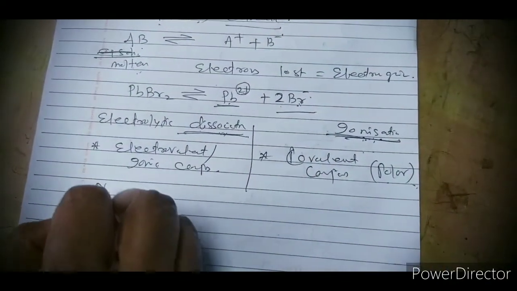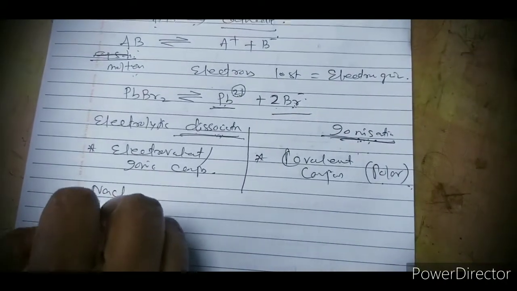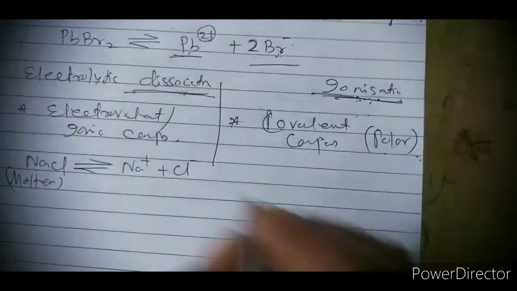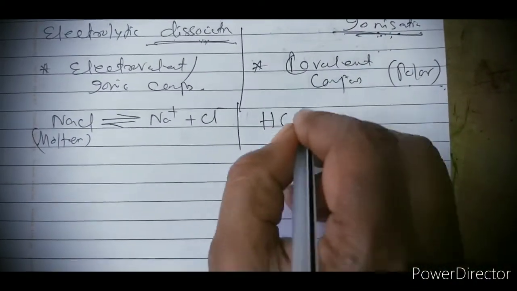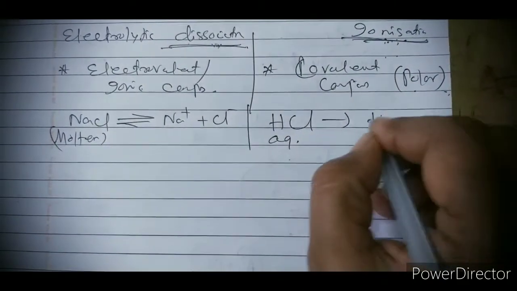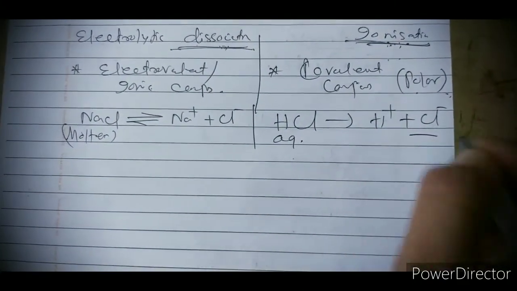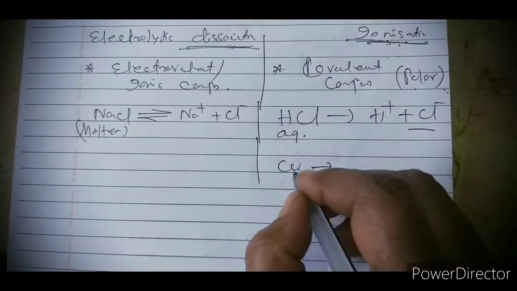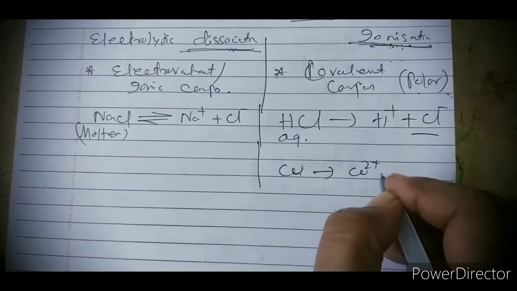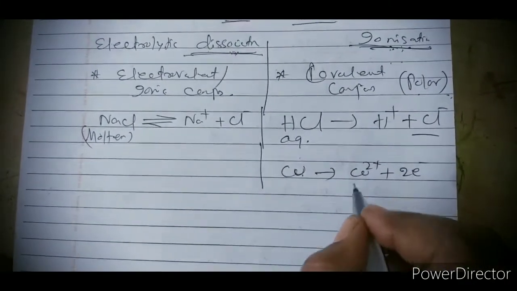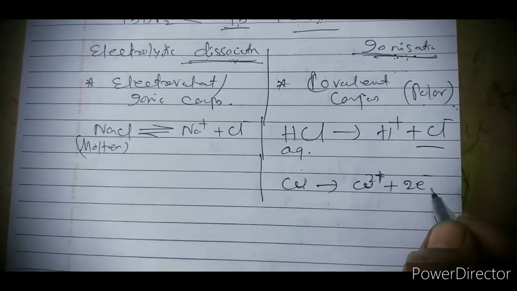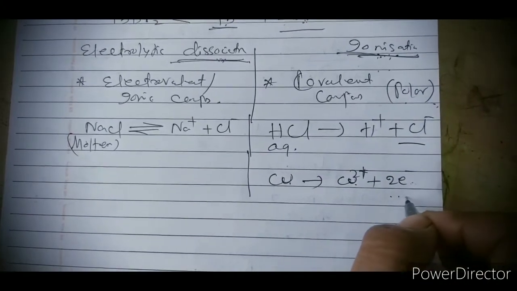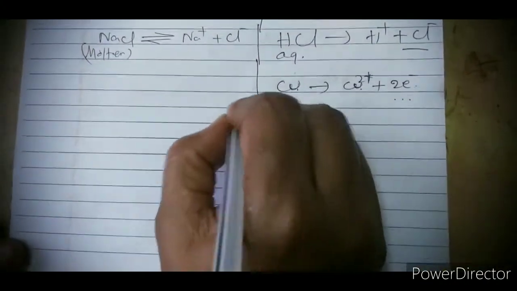Now let me take this one, let it be molten NaCl. This dissociates to give Na plus and Cl minus. But in this place I can take HCl in aqueous form, which gives H plus and Cl minus. And another example can also be those metals which form ions. Let it be copper. To form this ion, it has to lose 2 electrons. So we can take copper and copper ion plus electrons. This is also an example of ionization. Okay, so now this is also another board question.